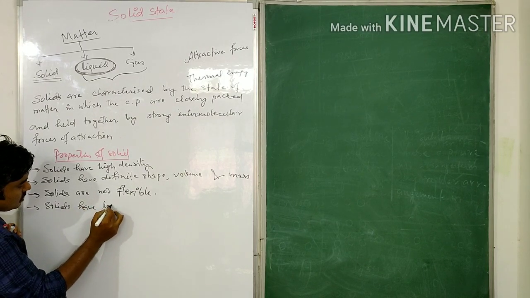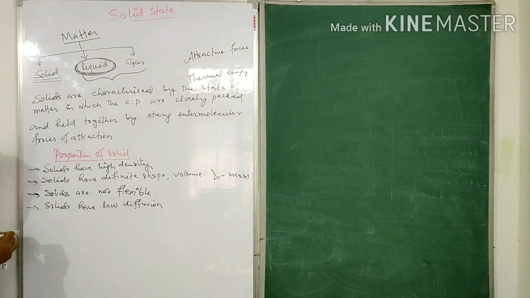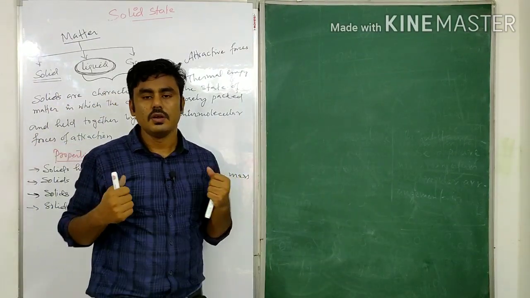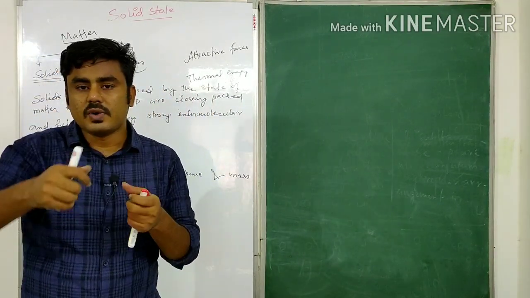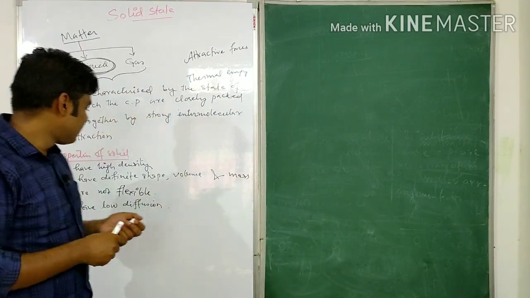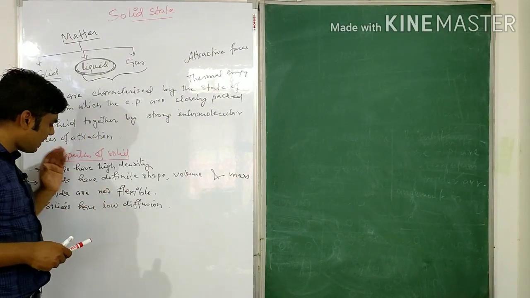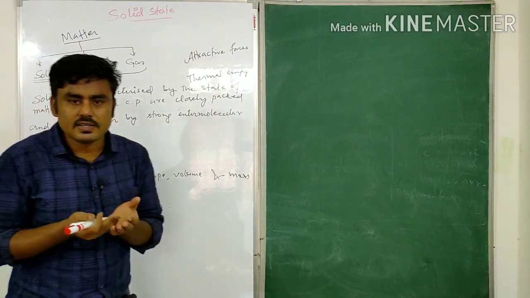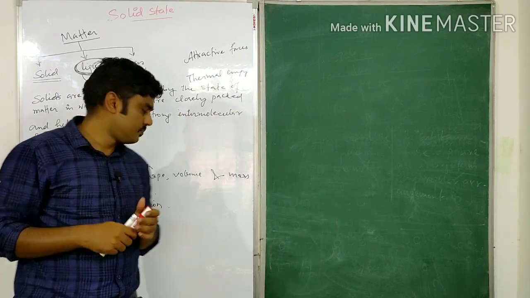Number 3, solids have low diffusion. Liquids and gases can diffuse, that means they can disperse very easily. If you pour water on the table, the water will automatically disperse, it will spread. So here the term diffusion means that solids cannot diffuse by themselves. Their diffusion is very low. If you put a solid on the table, it will never disperse or diffuse like water, or like liquids or gases can.